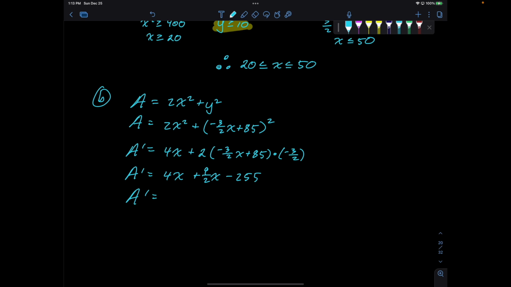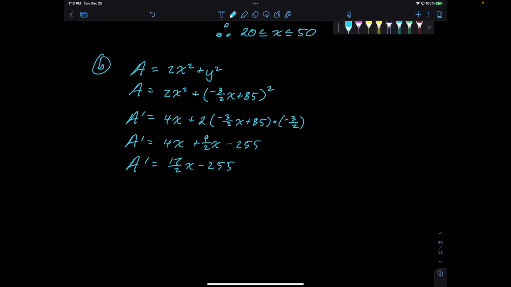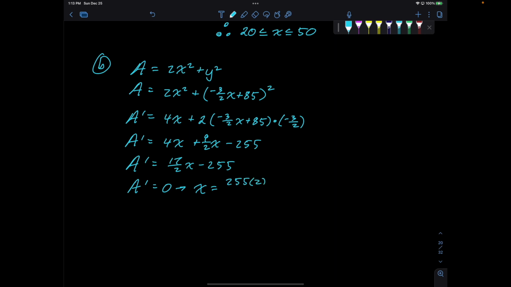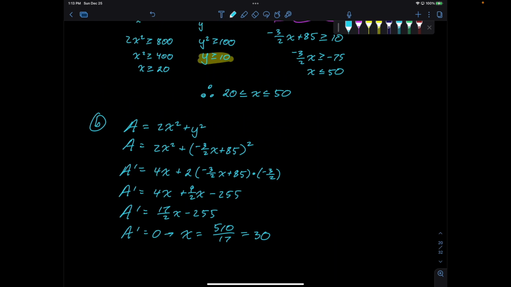And then this is 8, 17 halves x minus 255. This is going to be gross, maybe? I don't know. We need A prime to equal 0, which means that x is going to be 255 times 2, which actually I should do because that's 510, and 510 is a multiple of 17. 510 over 17, which is 30, right? Because 3 times 17, 30. Okay, so that's our only critical point.